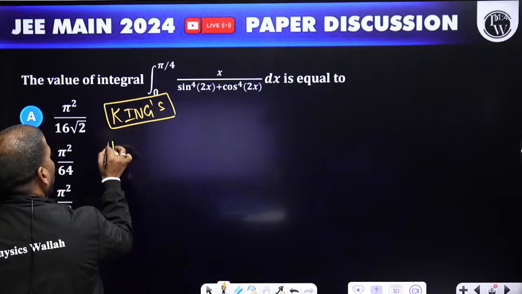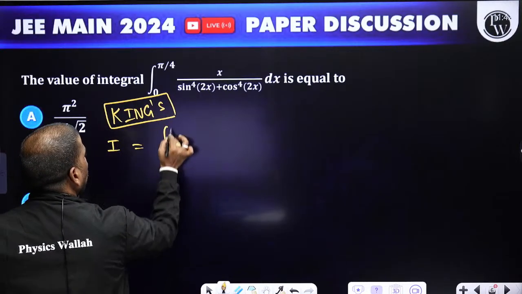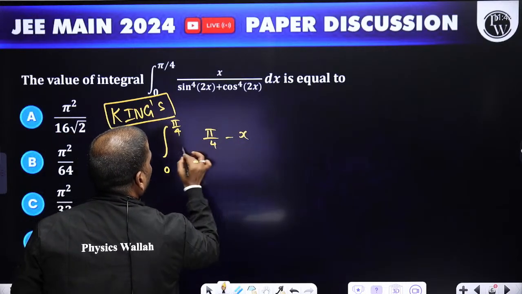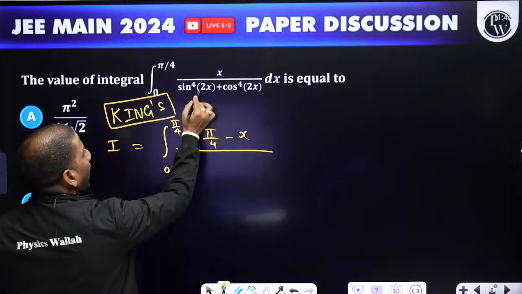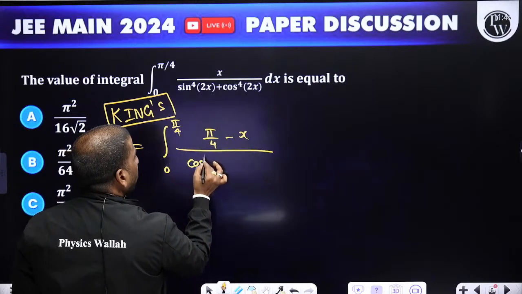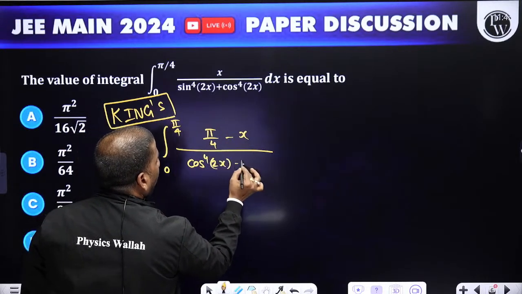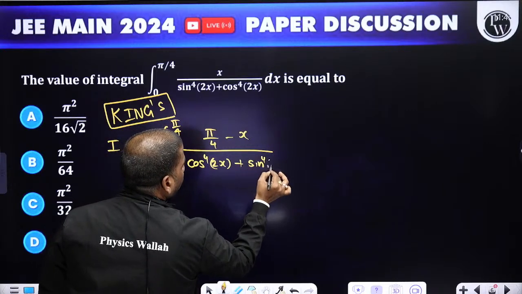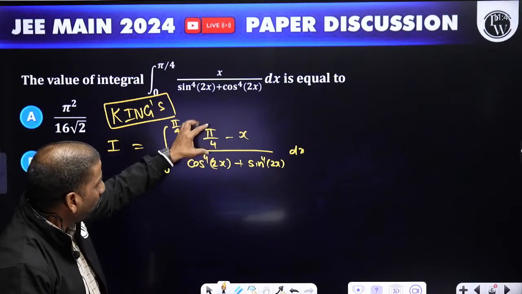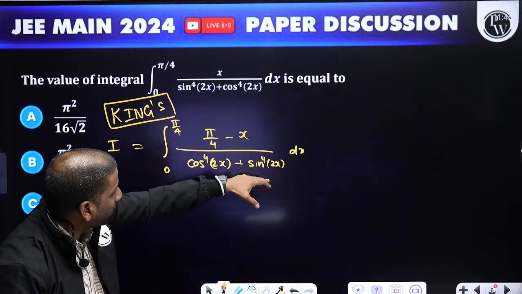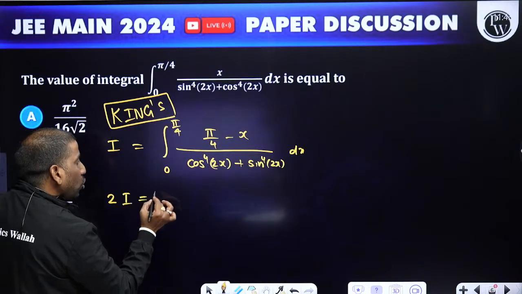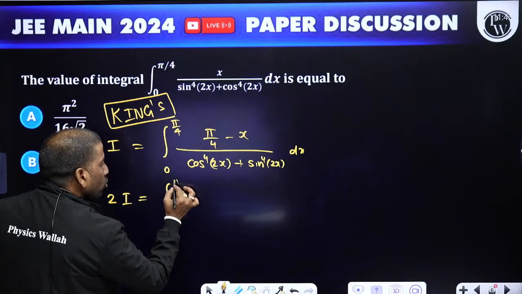According to King's property, what you would get, 0 to pi by 4, you would write instead of x, pi by 4 minus x. This would become cos power 4 2x plus sin power 4 2x dx. Let us write it separately. Pi by 4 times the same minus x times same. That is nothing but I only. That minus I, writing on the left-hand side 2I, which is equal to 0 to pi by 4.